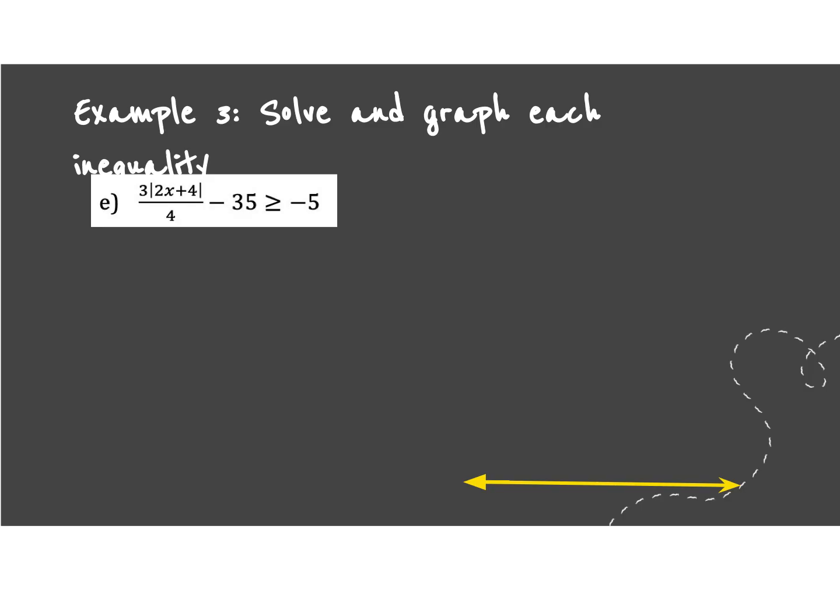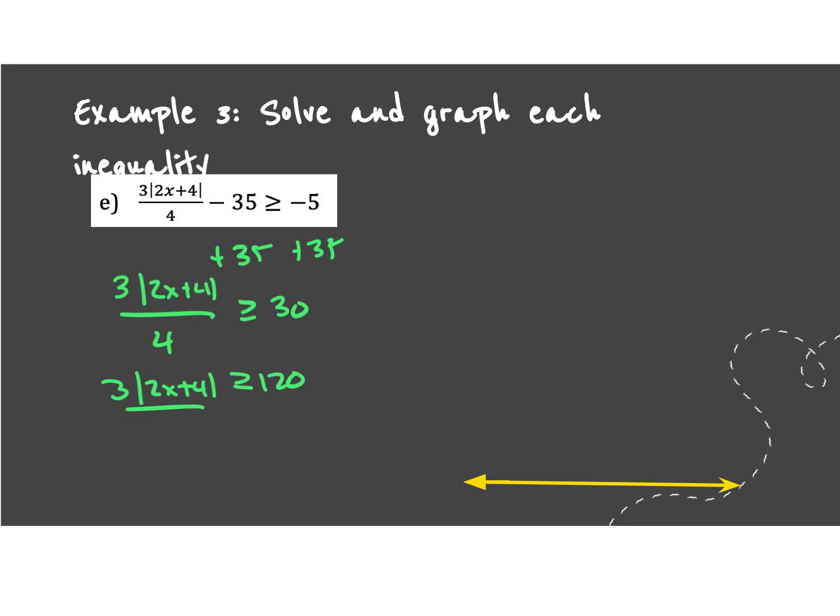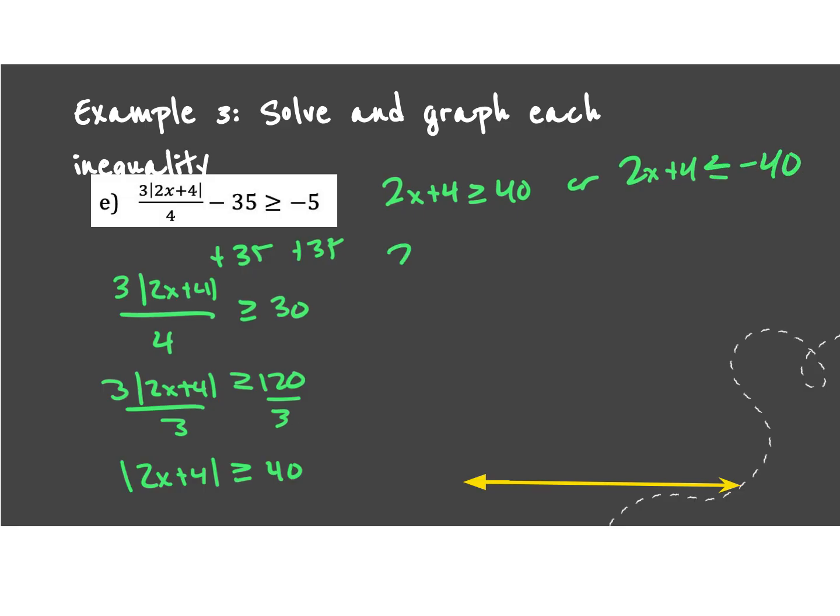Let's do this one. This one's a little bit different. So the first thing I'm going to do is add 35. So 2x plus 4 greater than 120. So then divide. So 2x plus 4, if it's greater than or equal to 40, or 2x plus 4 less than or equal to negative 40. So 2x greater than or equal to 36.